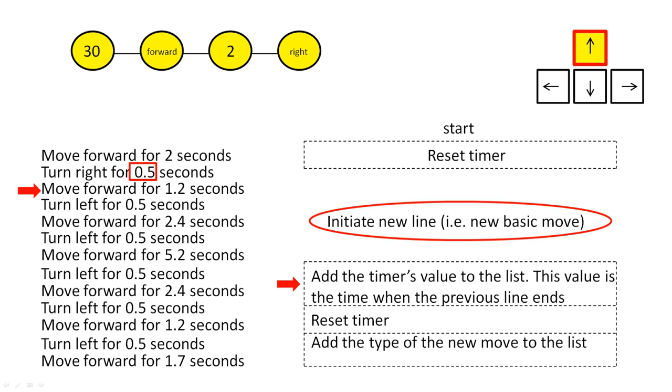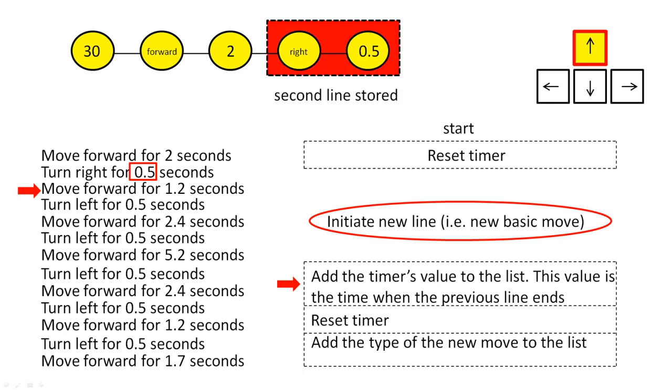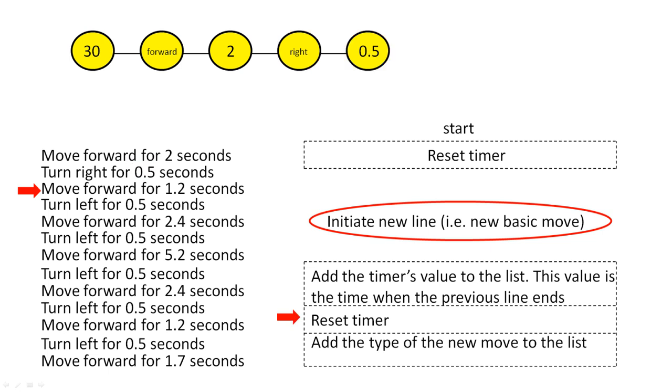After half a second has passed, we press the forward key again. As a result, our code is executed once more and the value of the timer, that is, 0.5, is stored into the list. We have now stored into the list the entire second line of the route. It is time to reset the timer again, in order to count the duration of the third line of the route. And finally we store into the list the direction of the third line of the route.